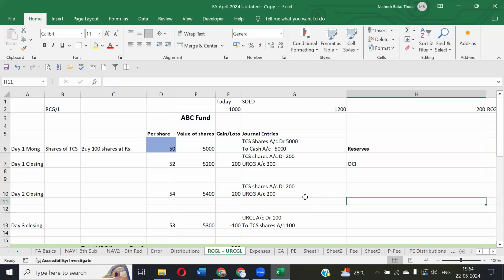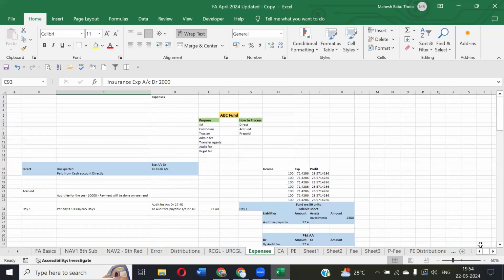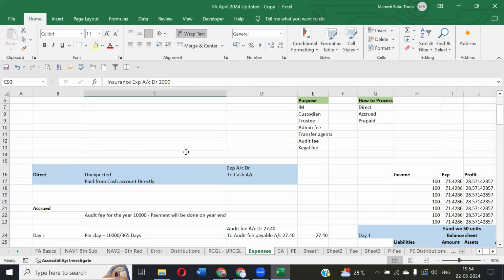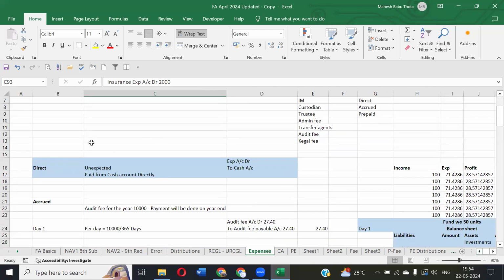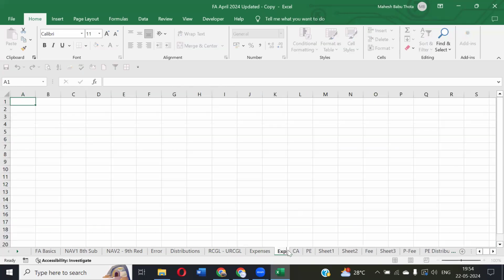Then we'll go for the expenses. We'll see the expense calculations and everything. Let me delete all this. Okay. Now we'll calculate the expenses. Let's take an example. We have an ABC fund.